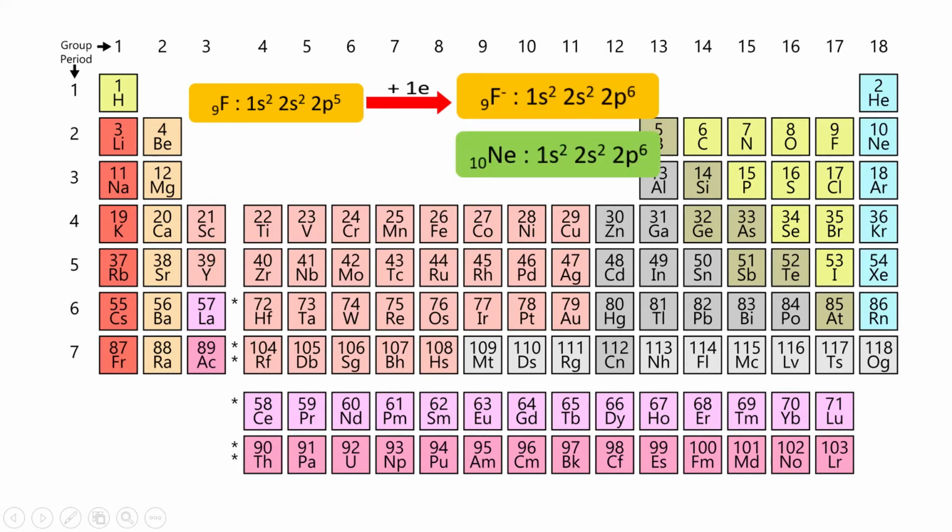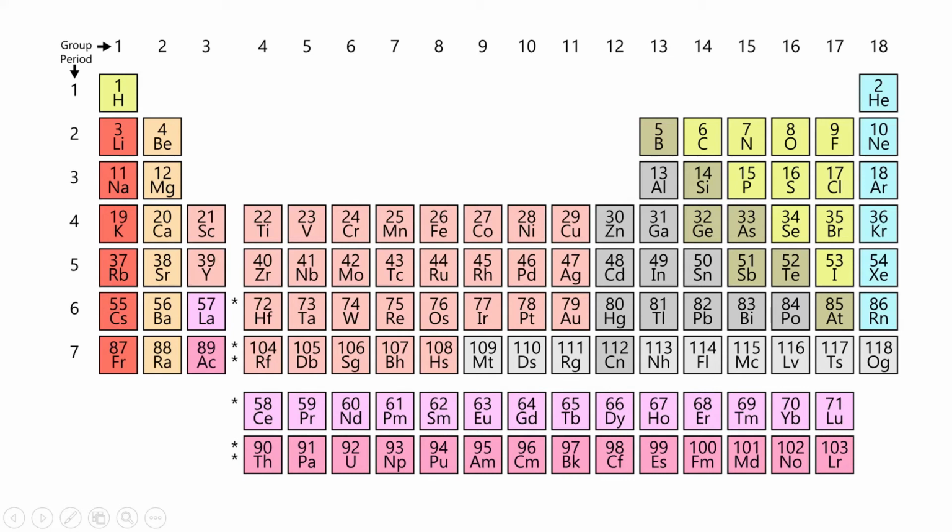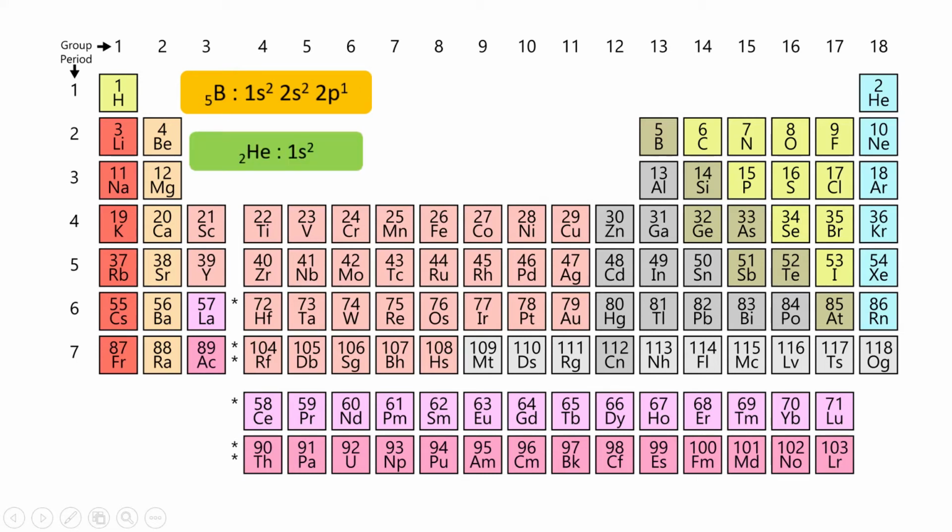Okay, so another example is boron. Boron has 5 electrons. The nearest noble gas for boron is helium. Helium has 2 electrons. So boron needs to remove its 3 electrons in order to have the same electronic configuration as helium.